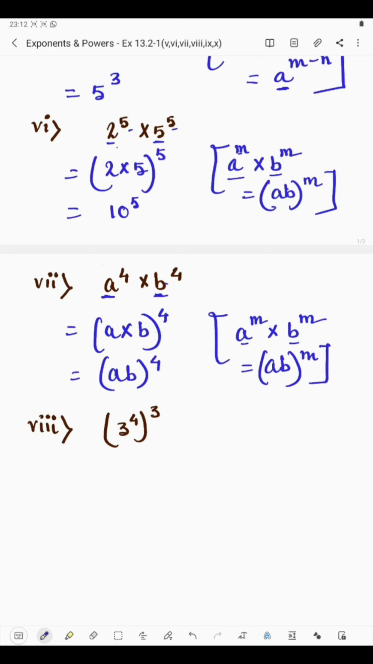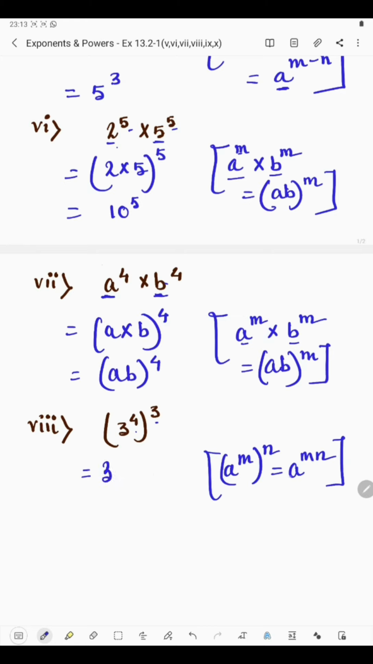Now in 8th part we have 3 raised to the power 4 whole to the power 3. So here we have two powers. Here this 3 is the power of this exponential form. So when we have two powers, power of power, then we just multiply the power. Like here a raised to the power m whole to the power n, then we will multiply the power. At first we will write the base and then we will multiply the power. So it will be a to the power mn.